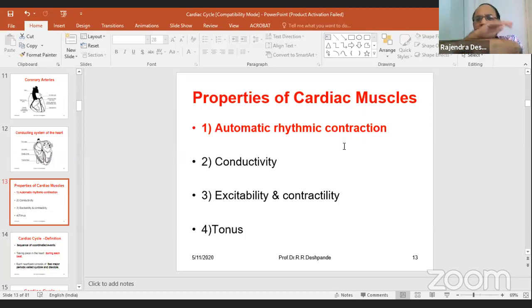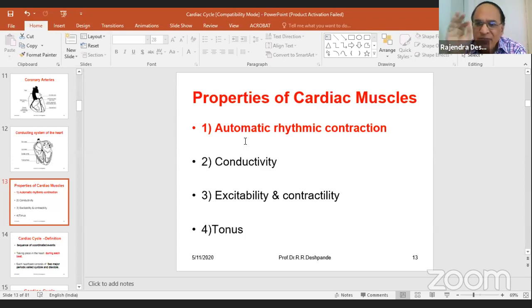Generally, for skeletal muscle, if I want to move my hands, there should be current from my brain, the motor neuron, and they do the action of my hands or legs. But the heart is such a muscle, it doesn't require any current from outside. The heart is a powerful organ. It generates its own current. That's why it is called automatic, the SA node.